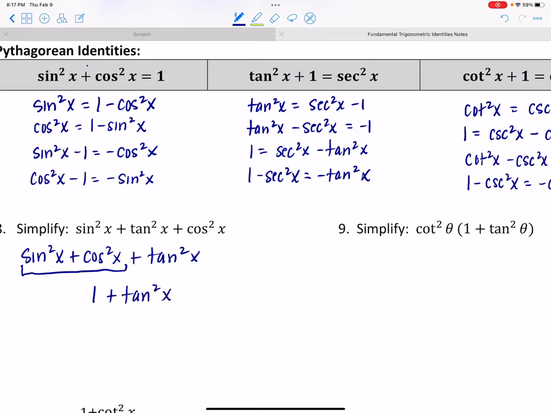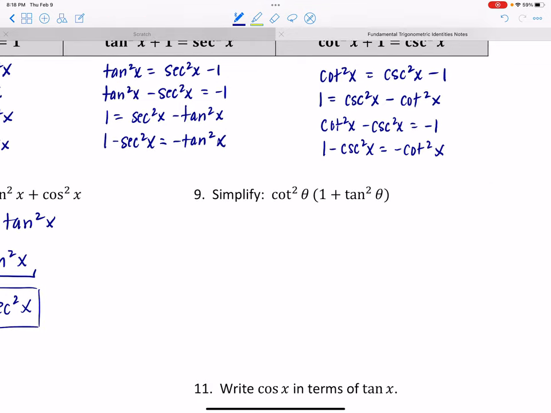And again, that occurs over here. Tangent squared x plus 1 is defined for us as secant squared x, no matter what the value of x. So now I can replace 1 plus tangent squared with secant squared. So this in the beginning simplifies down to just secant squared x. Nice and easy, just using these things to replace other things.